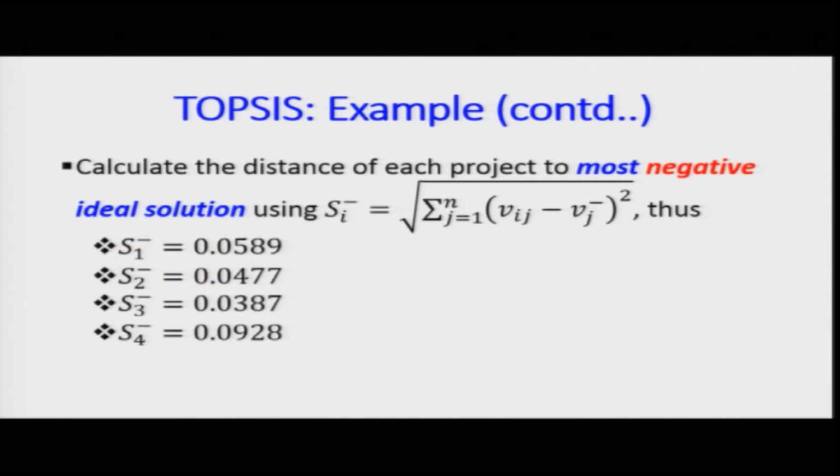So, now I do the most negative solution. Negative solutions, I already have the V minuses, which is here. I am not going to mark it. Once I find out the V minuses, again I find out the difference of the distance, square them up, sum them up, find out the square root. Again I am trying to follow the L2 norm. So, once I have them, I basically have the S1 minus, S2 minus, S3 minus, S4 minus, the negative ideal solutions or distances for the first, second, third, fourth alternative.